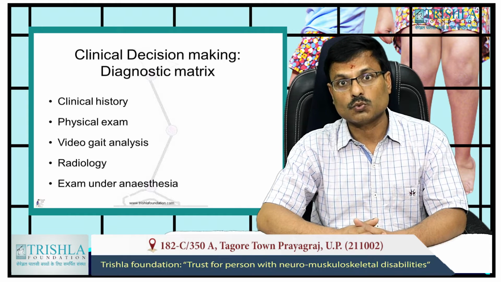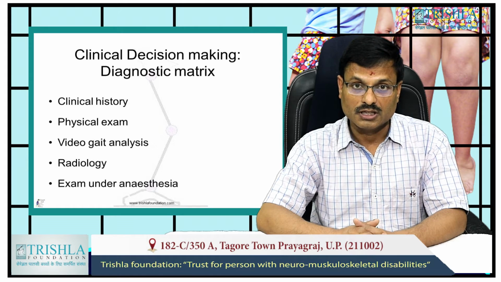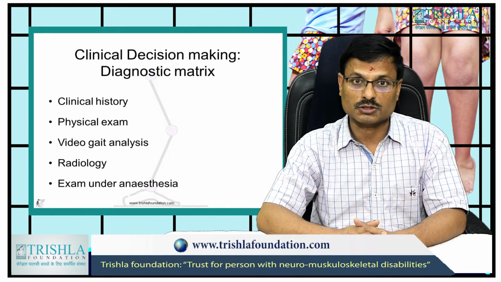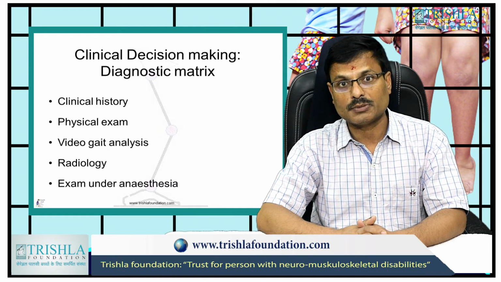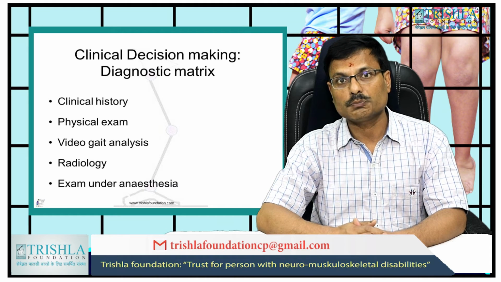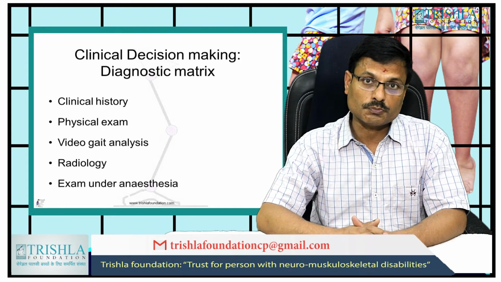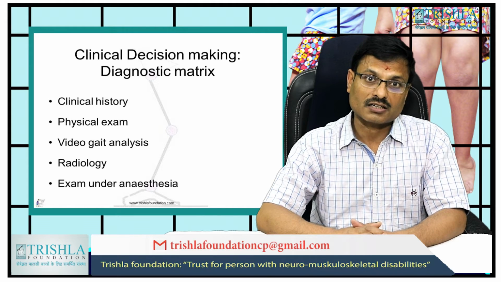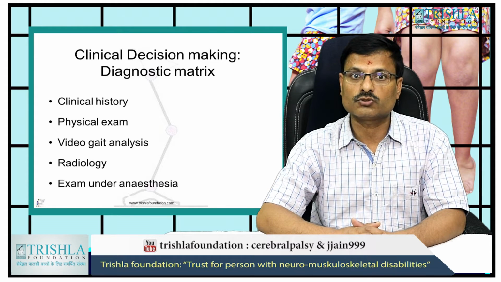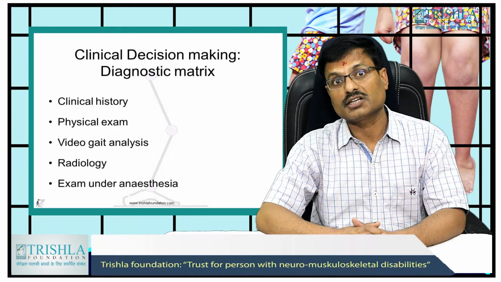How can we decide which part of the problem requires management? That is the clinical decision making. It depends on the diagnostic matrix. It can be decided by taking a detailed clinical history: how he walked, what were the precipitating events, how it progressed from childhood. And in the physical examination, we can check the problem at each and every level of the joint, hip joint, knee joint, and ankle joint, and that should be confirmed in the video gait analysis.